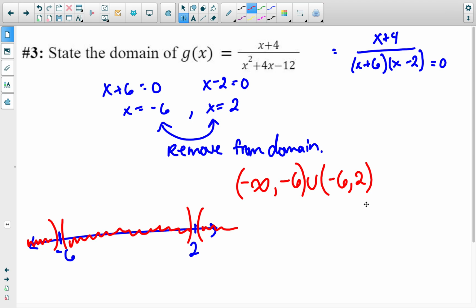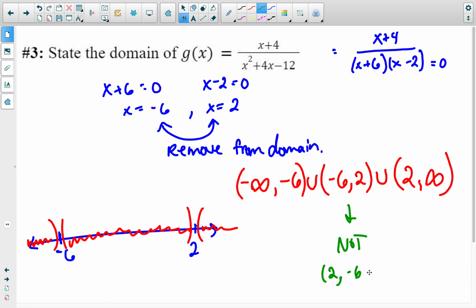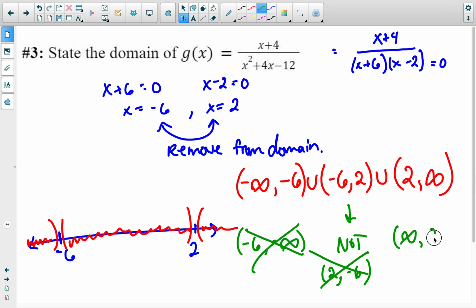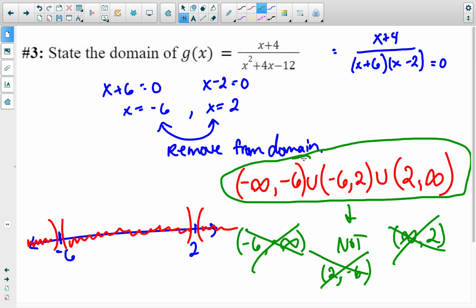Remember with interval notation, we always want to go from least to greatest, left to right. It's very important that your negative infinity comes first, then your negative 6, then your negative 6 and your 2. You should not write 2 comma negative 6. That's improper. Don't do this. Infinity is bigger than 2. 2 is bigger than negative 6. Negative 6 is bigger than negative infinity. So we want to write in order like this for our domain.